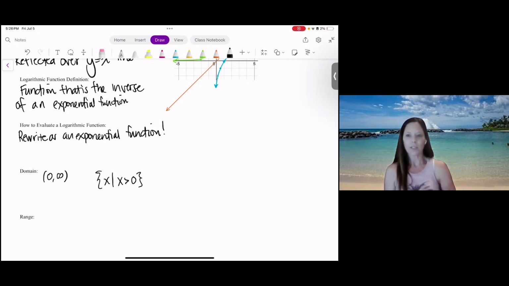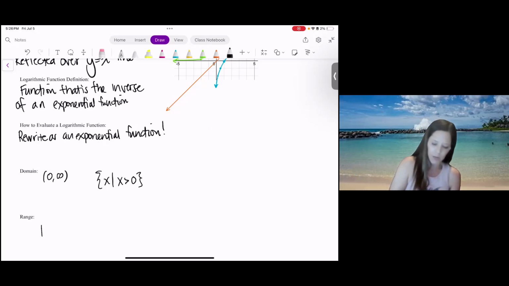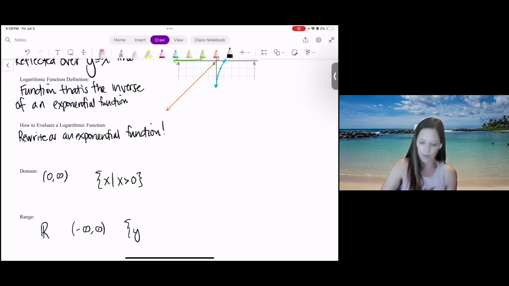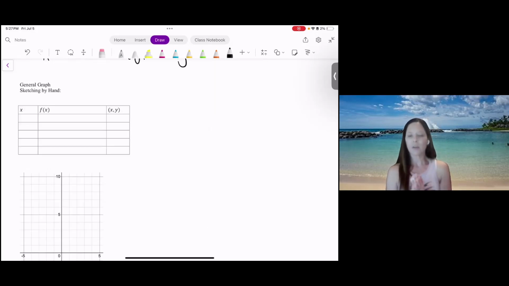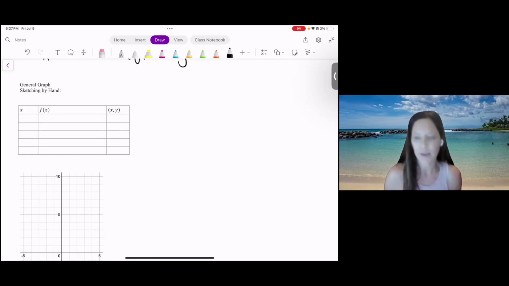The range then takes on the domain of the exponential function, which was all real numbers, because the function's going to get bigger and bigger, and the function's going to get smaller and smaller. So the range is going to take on all values, which should either be the symbol for all real numbers, negative infinity to infinity in interval notation, or the set of all y values such that y goes from negative infinity to positive infinity. Let's now sketch a logarithm by hand. Let's say I have log base 2 of x.